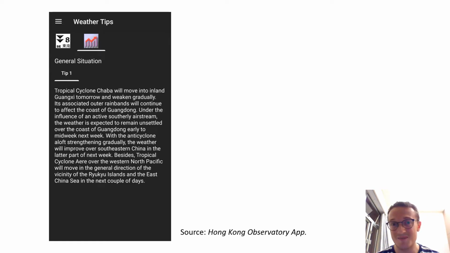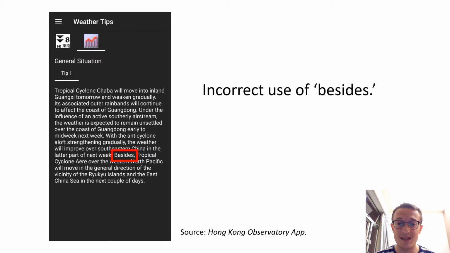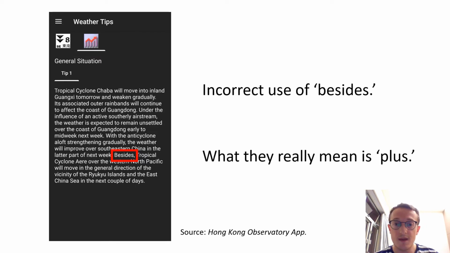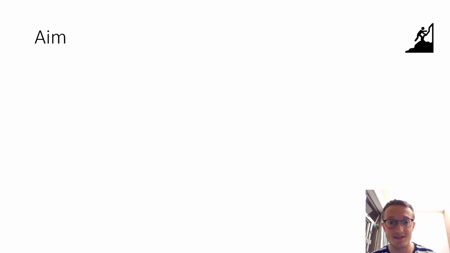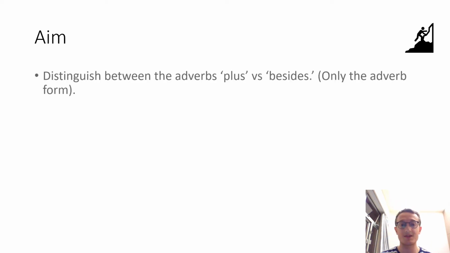Did you guess it? Yes, it's besides. Besides is incorrect in this text. What they really mean to say is plus, and in today's lesson we're going to be looking at why that is the case. So the aim of today's lesson is to distinguish between the adverbs plus versus besides, and we're only going to be looking at the adverb form here.